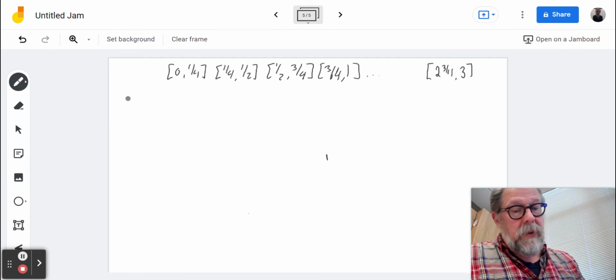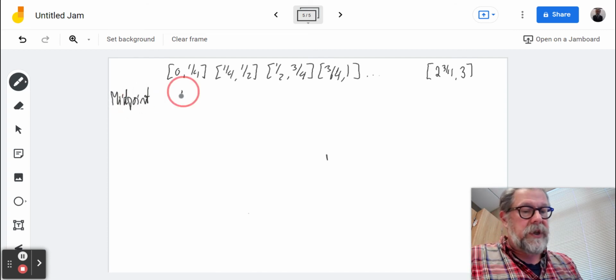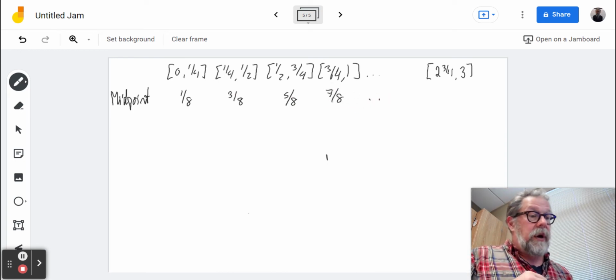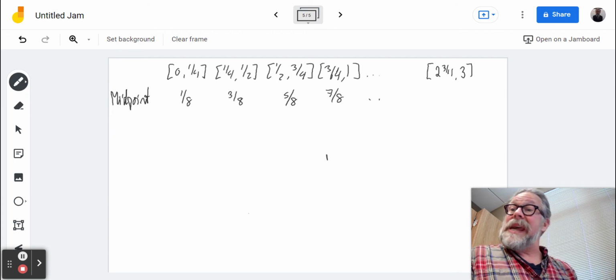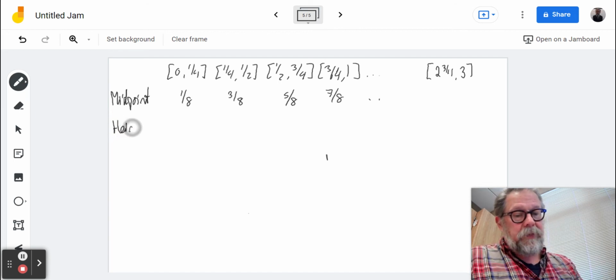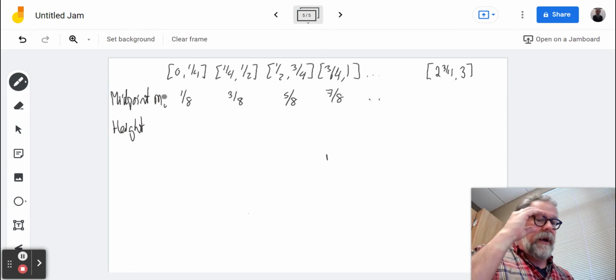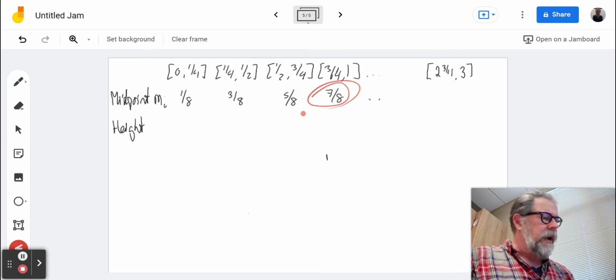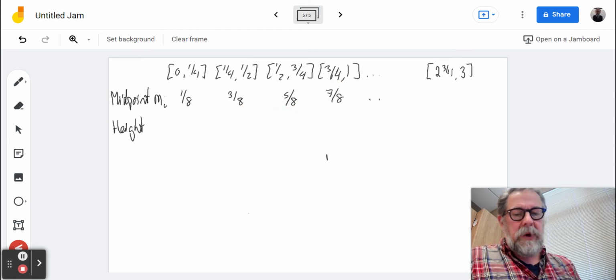So where is the midpoint? The midpoint of each strip, because that's what I'm going to use for the height of the strip, is at 1/8. It's at 3/8. It's at 5/8. It's at 7/8. Hopefully we are seeing a pattern here. All the odd number eighths. And so my height, and let's call this midpoint m sub i. So this is the first midpoint, m sub 1, m sub 2, m sub 3, m sub 4. Just an easy way to keep track of what I'm doing.